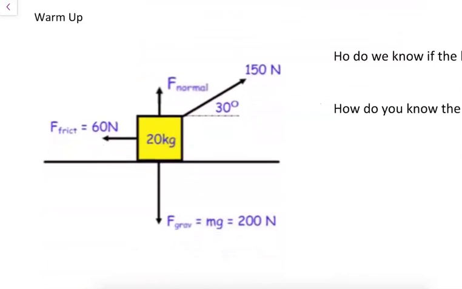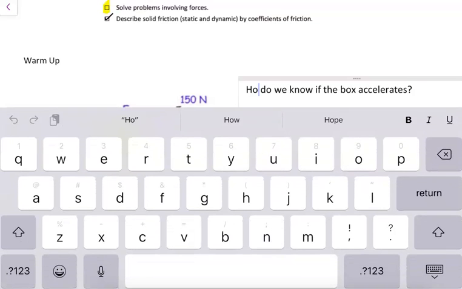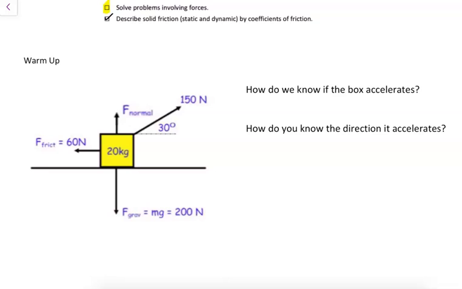So we have a warm-up in which we've got a box that has a lot of forces acting on it, including a force with an angle. And I want to ask, how do we know if the box accelerates? And how do you know which direction the box is going to accelerate in? So we know the box accelerates if the net force is greater than 0. And how do you know which direction it accelerates?